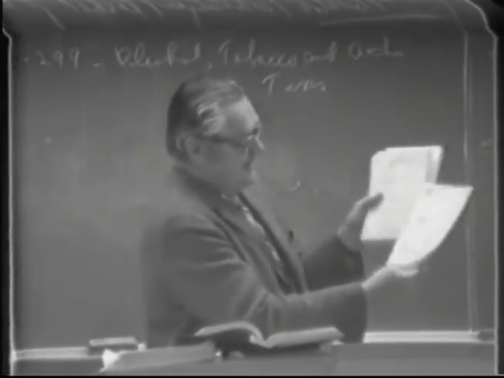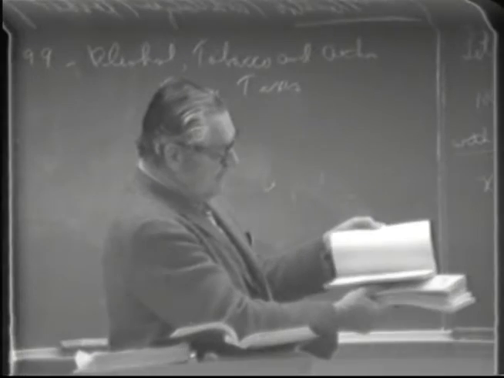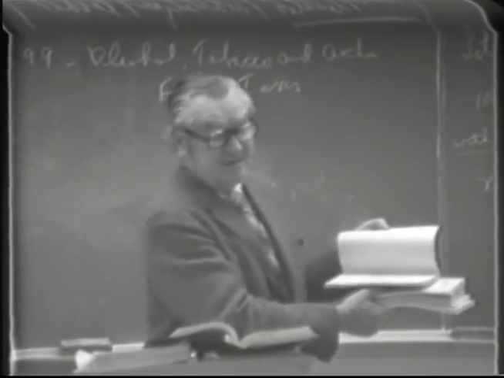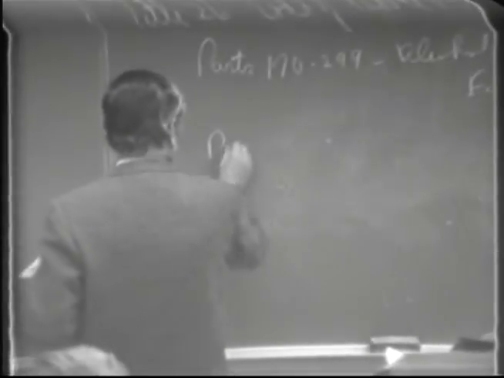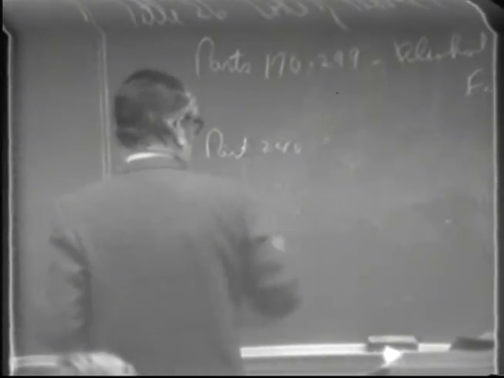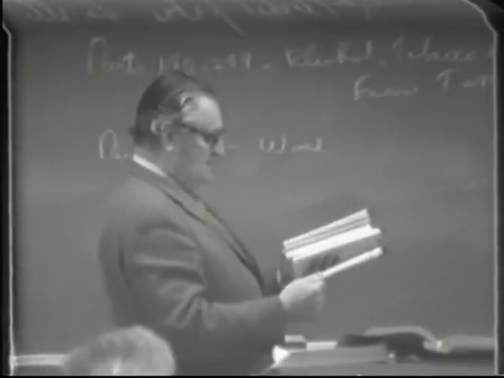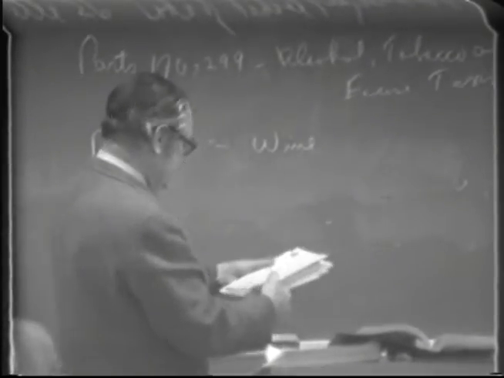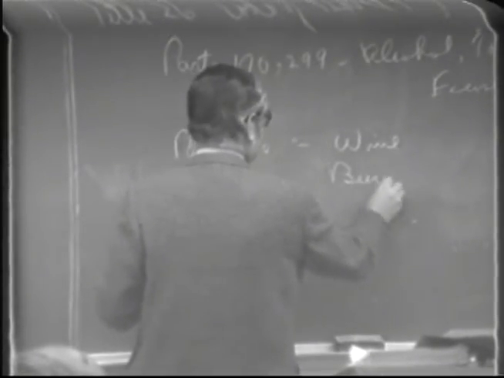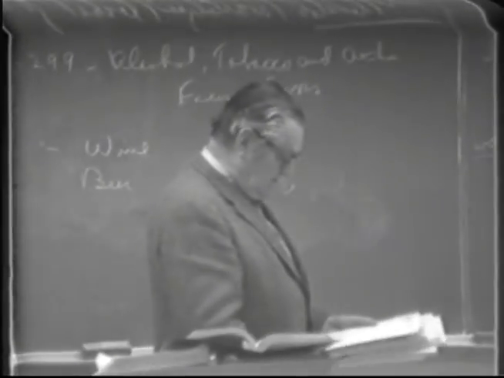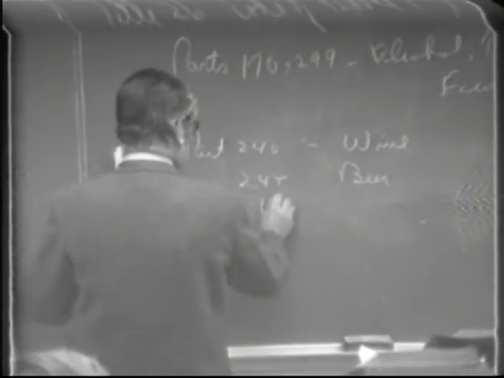For example, here is an excerpt from the Code of Federal Regulations entitled Wine, and it deals with part 240, which deals with wine. So part 240, which of course is included in that, has to do with wine. And here's several others. Here's beer, for example, is part 245. And stills. It's part 196. Has to do with stills.